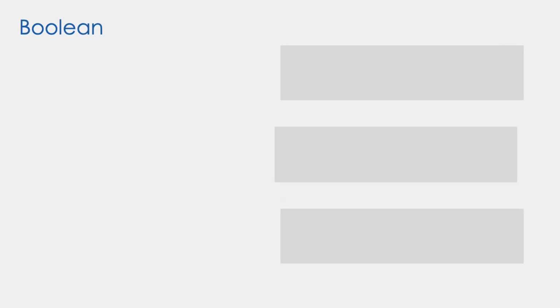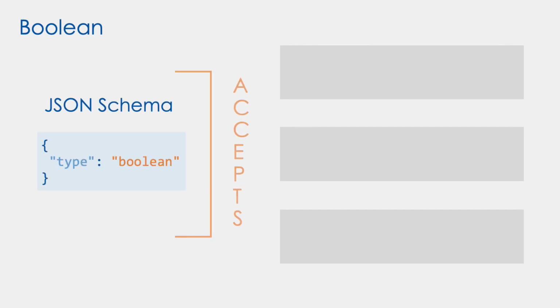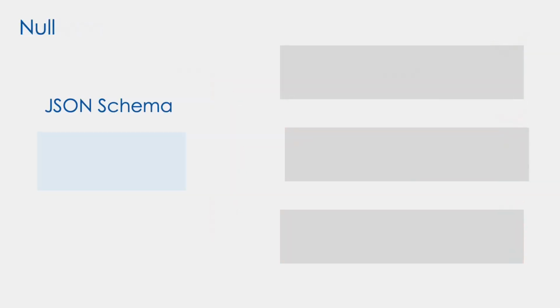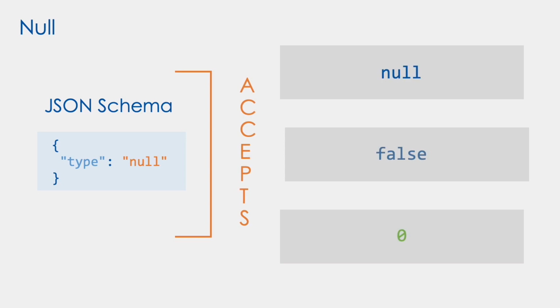The Boolean type matches only two special values, true and false. Note that values that evaluate to true or false, such as 1 and 0, are not accepted by the schema. When a schema specifies the type of null, it has only one acceptable value, null.